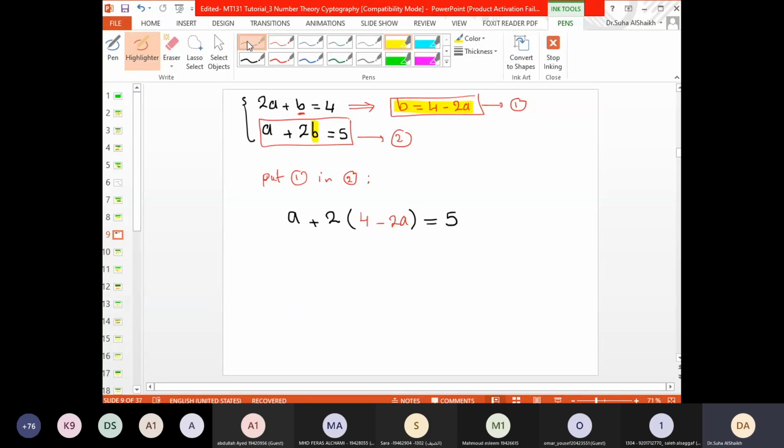Now rearrange the equation. A plus 2 times 4 is 8, 2 times minus 2A is minus 4A, equal to 5. We combine the A terms, this means minus 3A equals 5 minus 8. So minus 3A equals minus 3. This implies A is equal to 1. This is the solution of the system of equations.